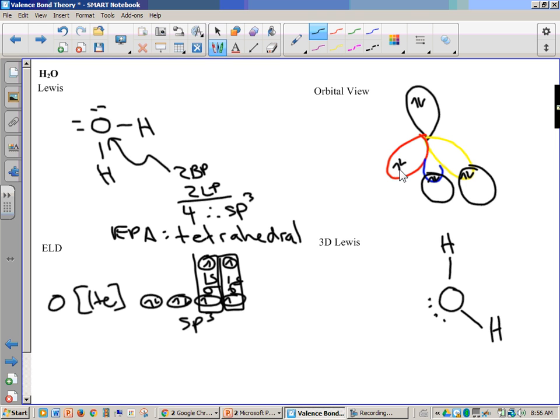1 lone pair coming out. 1 lone pair going back in. And so the shape of that water molecule, it's not 90 degrees. It's a bent shape. It's just got a little bend to it, like a boomerang.